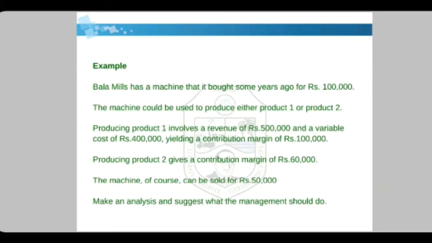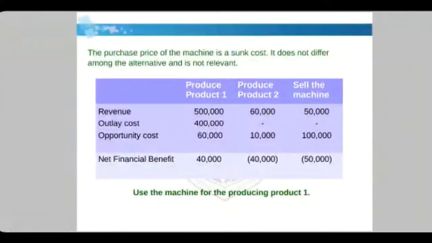So in short, there is a mill which bought some machine some years ago for some amount. It is producing product 1 and product 2. The revenue for producing product 1 is given and the revenue for producing product 2 is given, and if they sell the machine they are getting 50,000 rupees. So they have to make a decision whether to produce product 1, whether to produce product 2, or whether to sell that machine, right? So let's see. The information is given here. The purchase price of the machine is a sunk cost. It does not differ among the alternatives and it is not relevant.